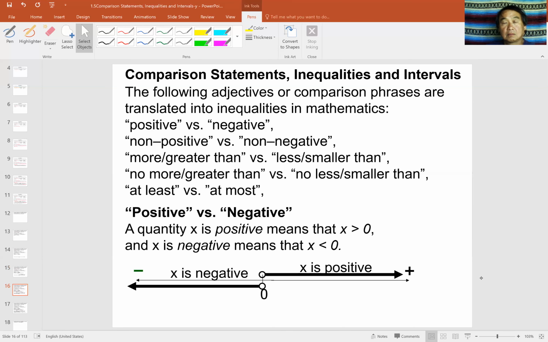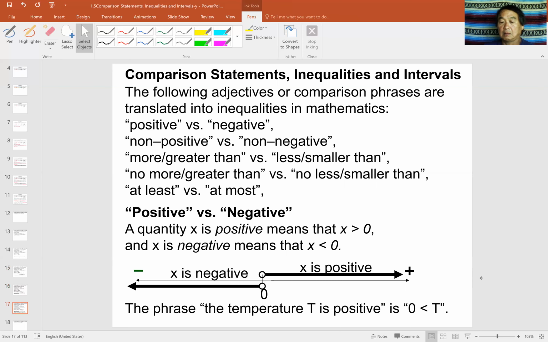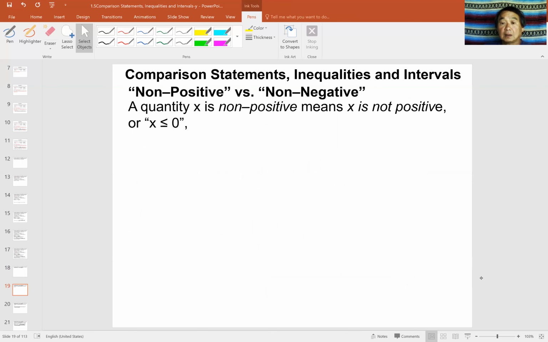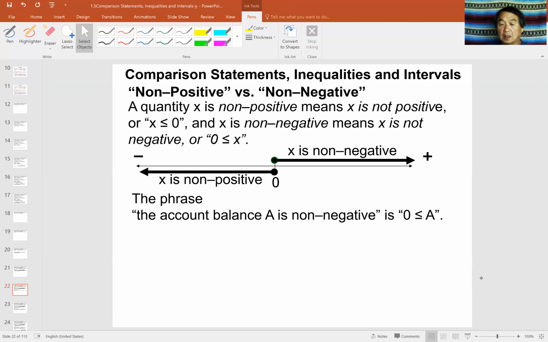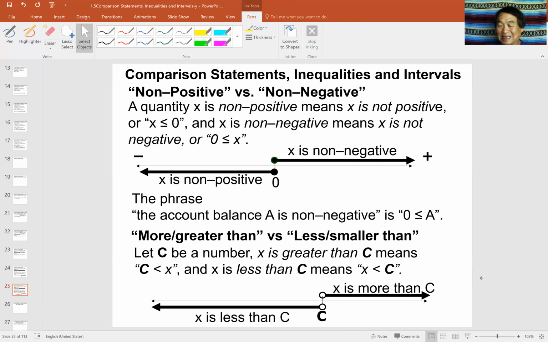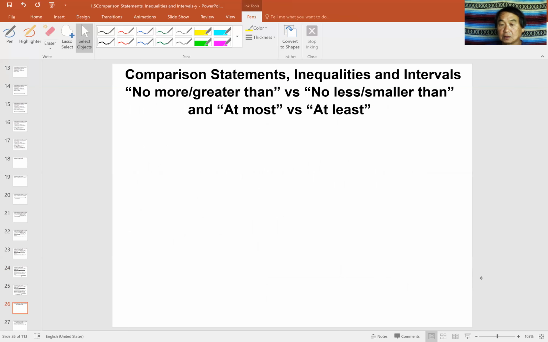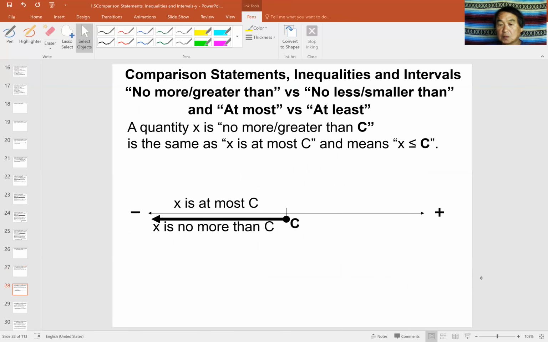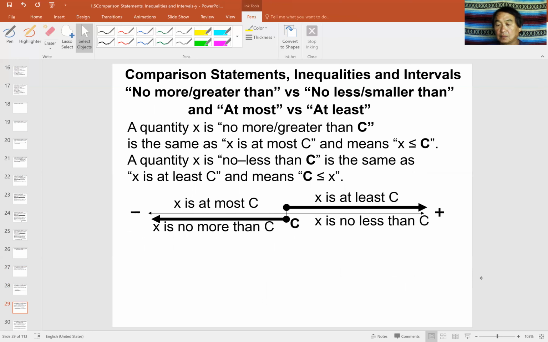Negative. The phrase "temperature T is positive" is translated into the mathematical symbol 0 less than T. Non-positive and non-negative just mean including one more point. I'm going to scan through these, and you can think about all the sentence structures: at most, at least, no smaller, no bigger, at least the same as, no less than.